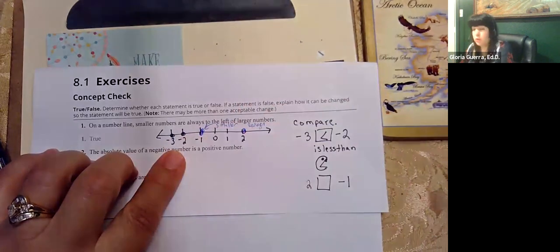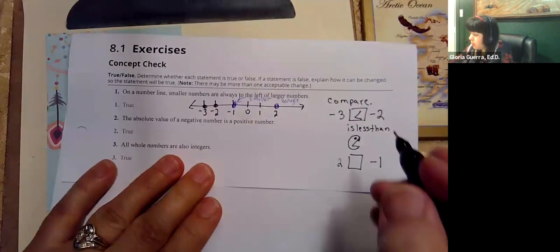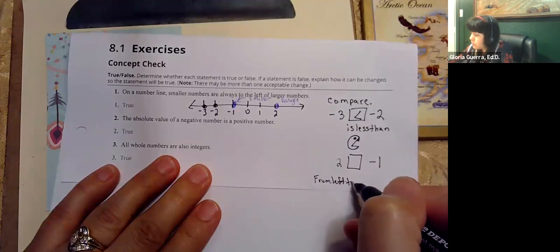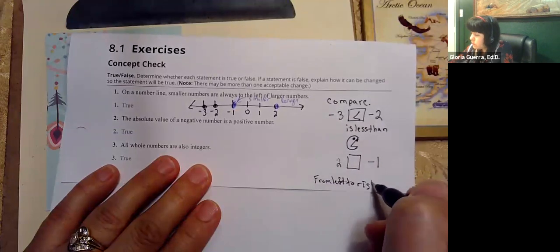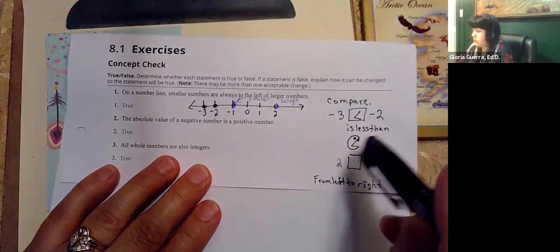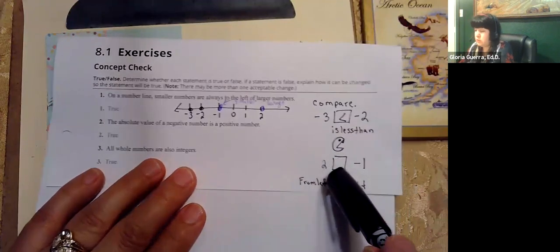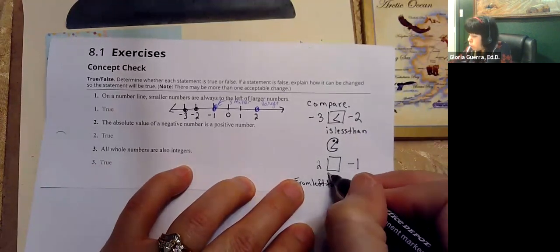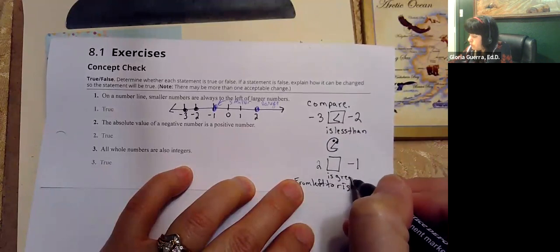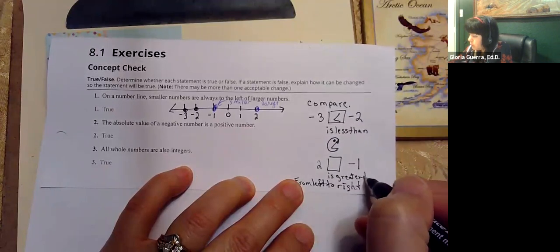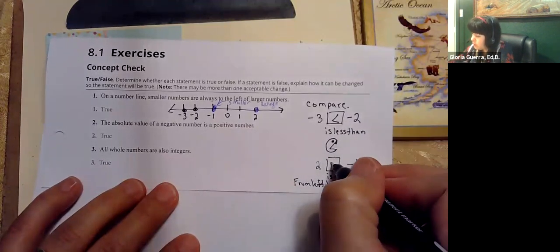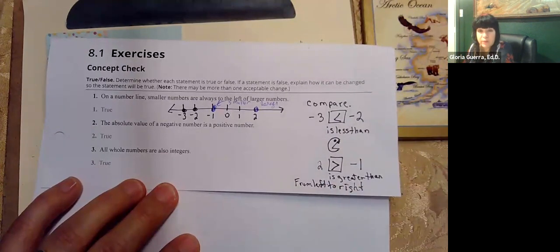But when you compare inequalities, you always want to compare from left to right. So this number on the left is what in comparison to -1? Well, 2 is greater than -1. Two is greater than -1. And this is the symbol for greater than.